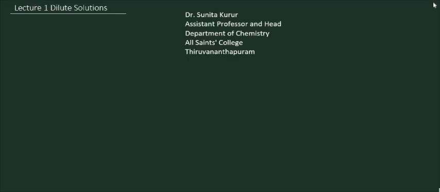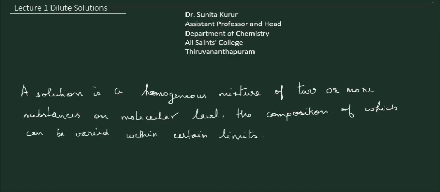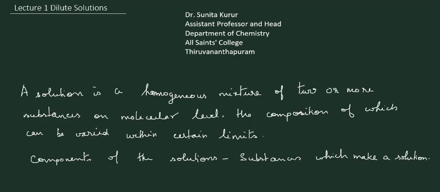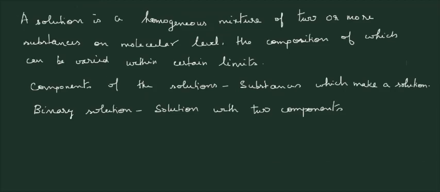In this chapter, we will learn some properties of dilute solutions. So, what is a solution? A solution is a homogeneous mixture of two or more substances on molecular level, the composition of which can be varied within certain limits. The substances with which the solution is made are called components of the solution. A solution with two components is called binary solution. And the two components of a binary solution are called the solute and the solvent. One of them is called the solute and the other one is called the solvent.